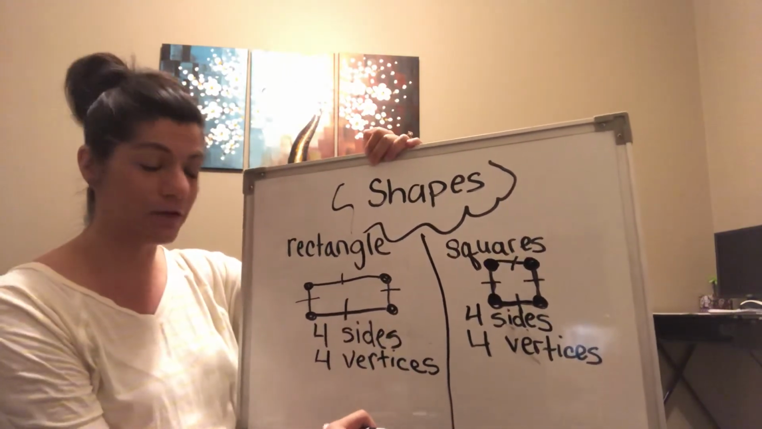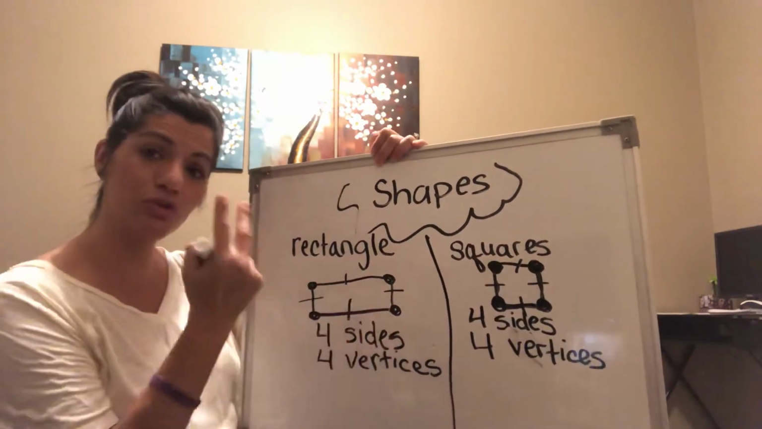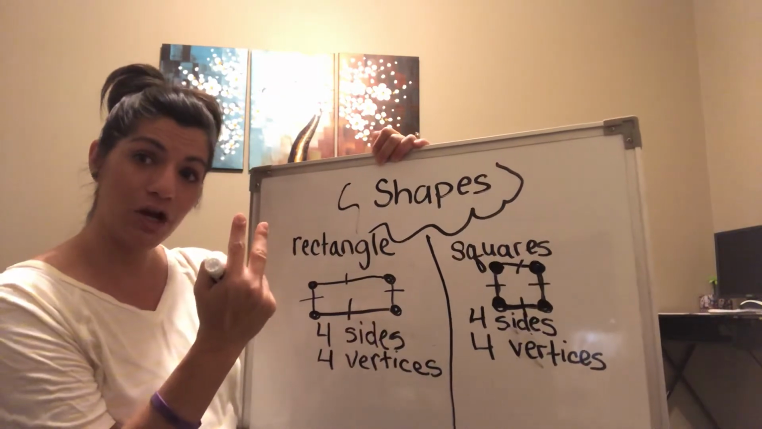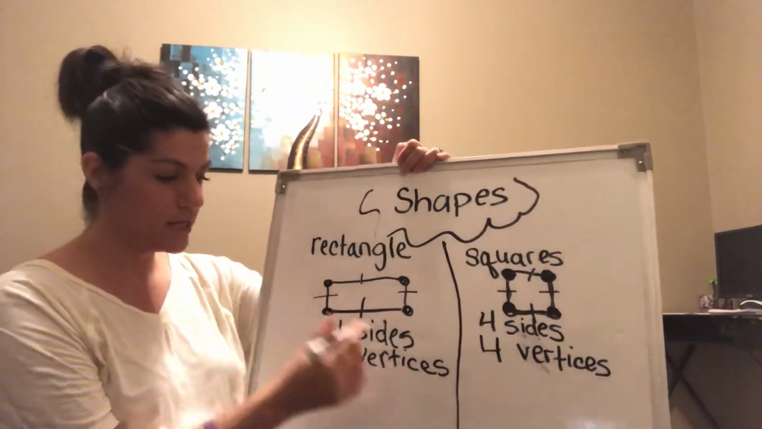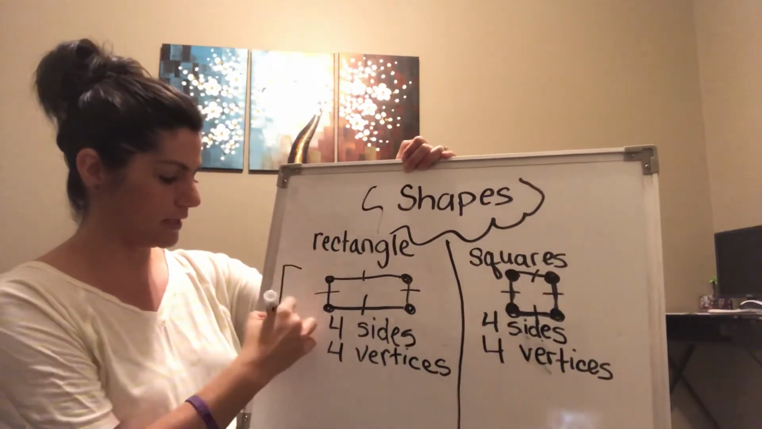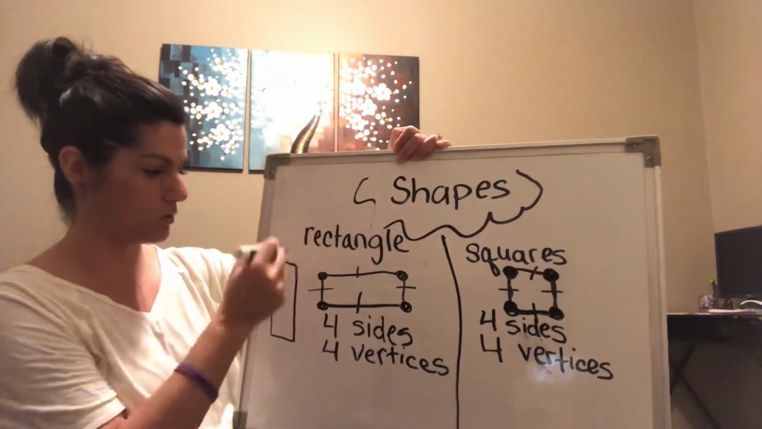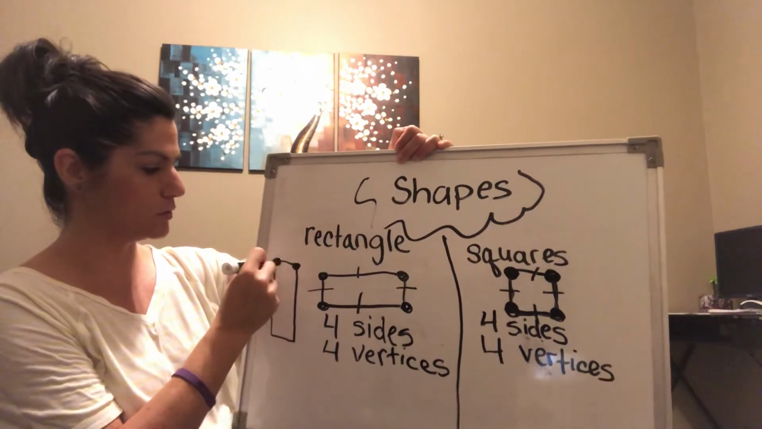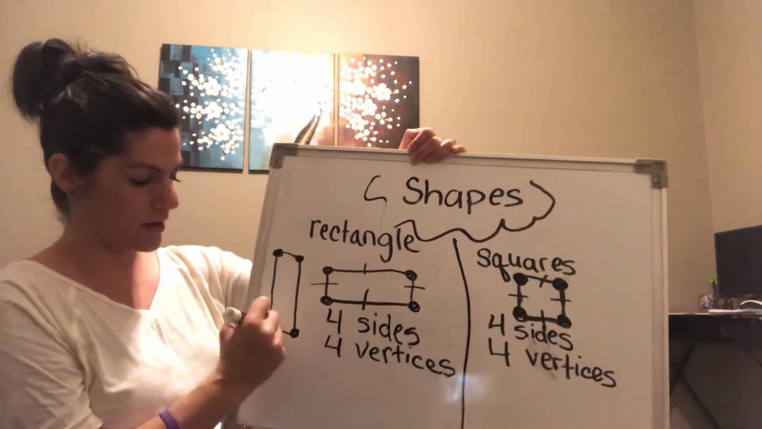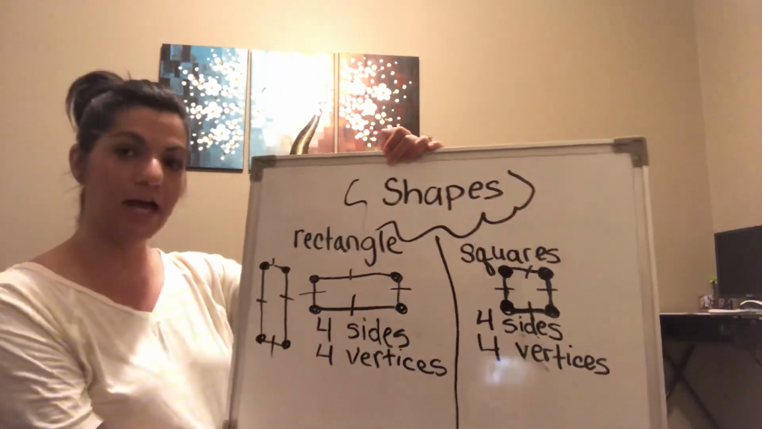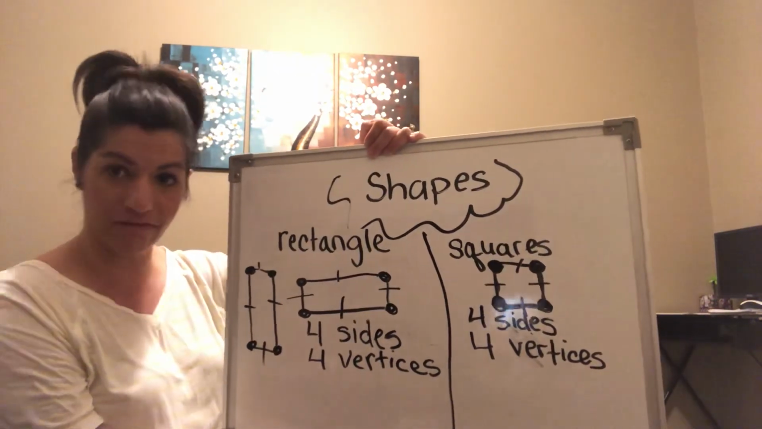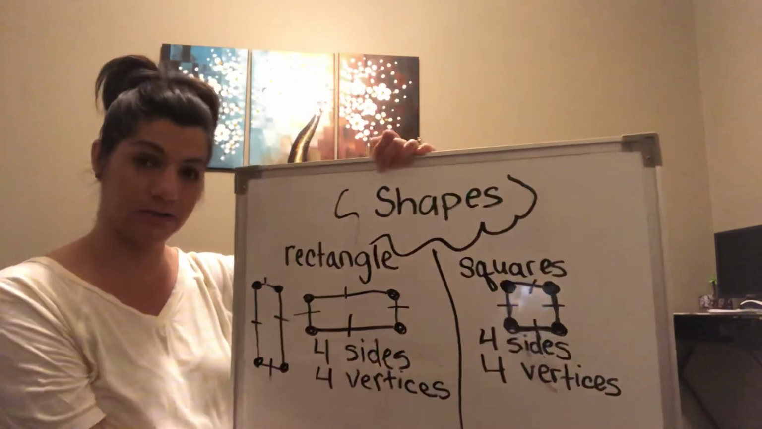What's different about them is that the two of the sides on the rectangle are going to be a different length than the other 2. Okay, sometimes rectangles even look like this, like the door, your bedroom door, your front door, but they still have 4 vertices and 4 sides. The length of the sides is what makes the difference, okay?